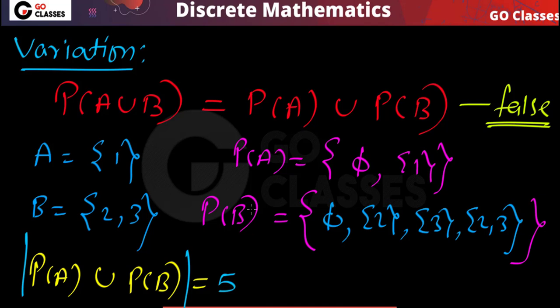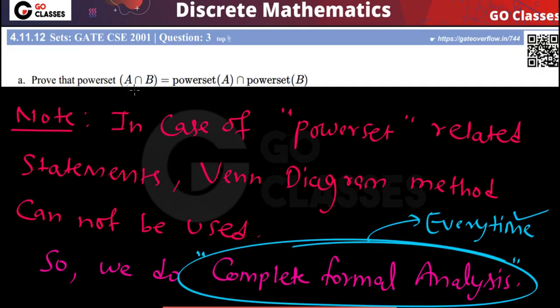See, for every question you should do complete analysis. In this question, you should ask what will happen if intersection. Here we have intersection, but you should ask what will happen if there is union. This type of questions you should ask. So this is the complete analysis of this GATE 2001 question. This is what we have proven, and we have seen one variation also.